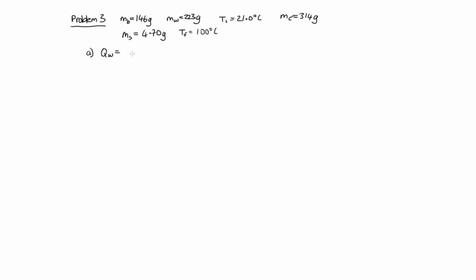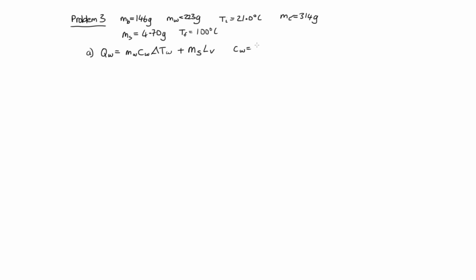Okay, so the heat transferred to the water does two things. It heats up the water and then it converts some of it to steam. So the amount that's needed to heat it up is given by the mass of water times the heat capacity of water times the change in temperature of the water. And then we need to convert the steam, so that's the mass of steam times the latent heat of vaporization. So now we'll need to look up some of these constants on the data sheet.